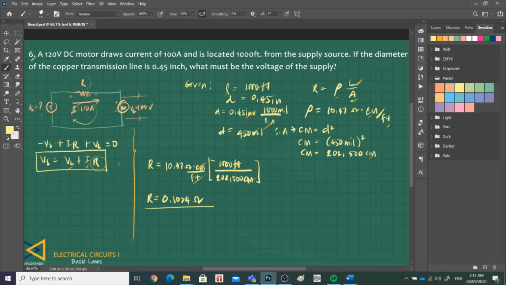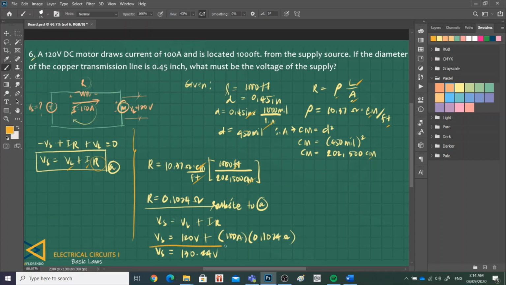Okay, substitute natin. Let's say this is A. Substitute to A. V sub S is equal to V sub L plus IR. What is V sub L? The load of the motor, kung ano yung voltage drop sa motor, 120 volts. Plus ano yung current? 100 ampere. Times ano yung resistance? 0.1024. Take note ah, for 1,000 feet, 0.1024 ohms lang yung ating resistance. So, V sub S is equal to 130.24 volts. So, this is our answer for problem number 6.